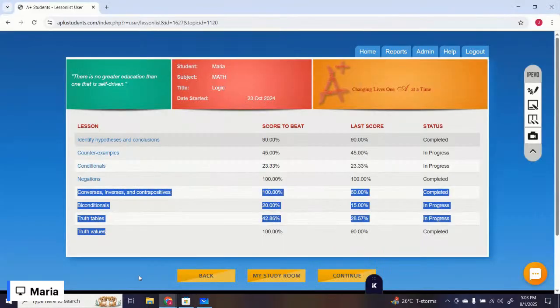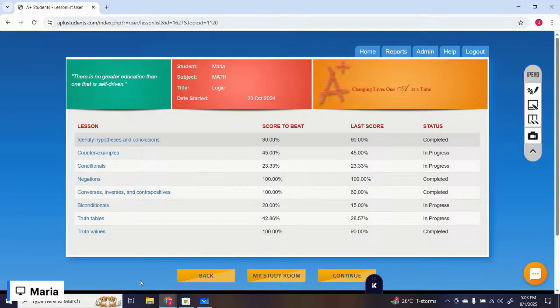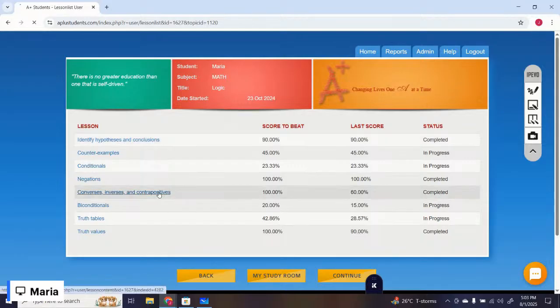So here I am on grade 10 math. The chapter we are on right now is logic. Let's just start with the first lesson, that is converses, inverses, and contrapositives.